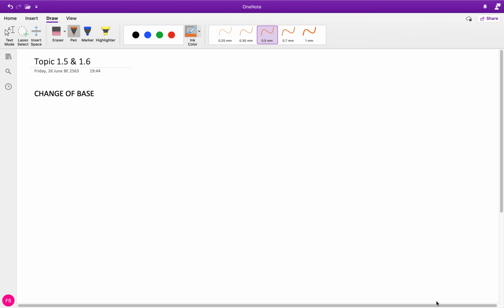In this video, we are going to learn about the change of base of logarithm and how to evaluate logarithmic expressions by changing the base. Let me start with an example.